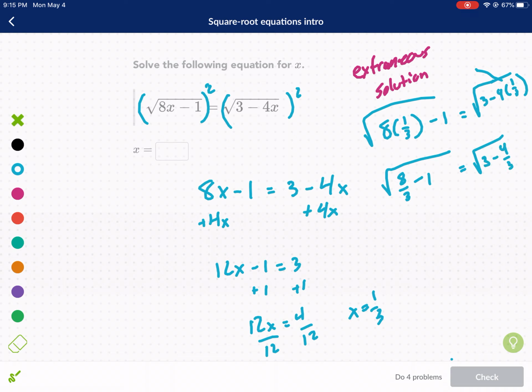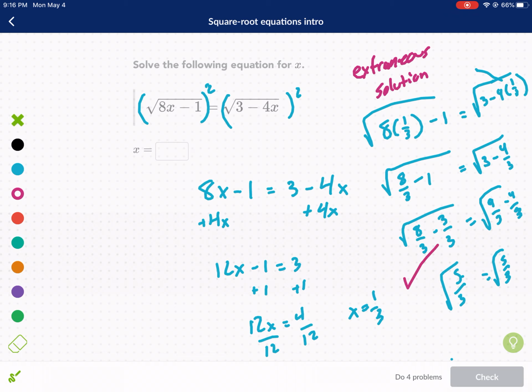So this is where a calculator might come in handy, or if we want, we really should just convert these both into common denominators here. So we have the square root of 9 over 3 minus 4 over 3. So in both cases we get the square root of 5 over 3, and so we're good. This checks out. The probable solution became an actual solution, and we had no extraneous solutions, something that would make the equation not make any sense. So we're going to use 1 over 3 for our answer.